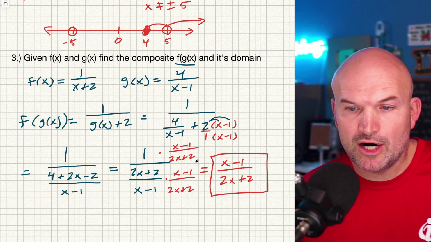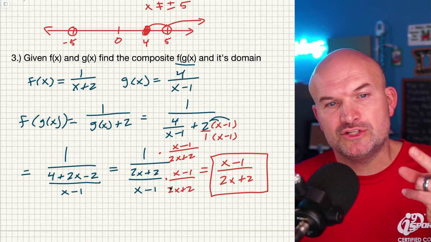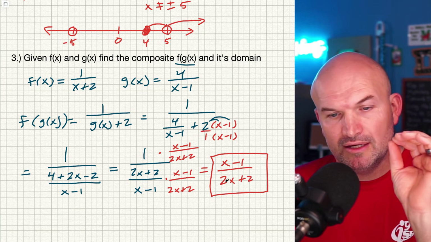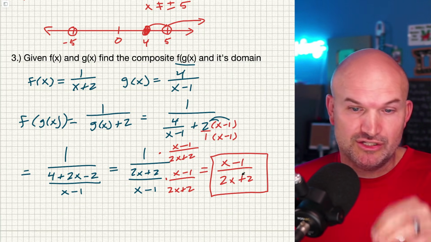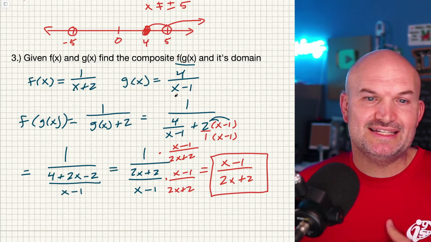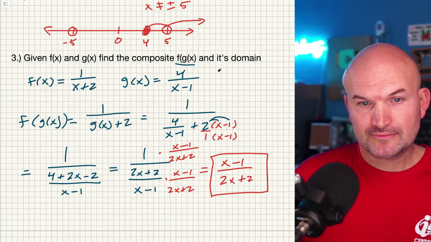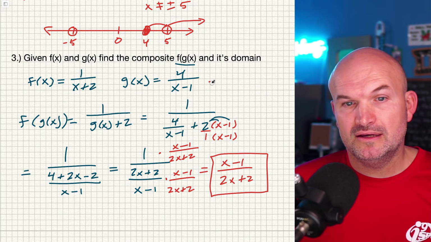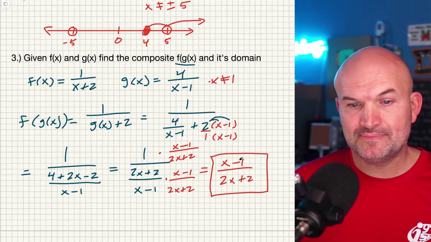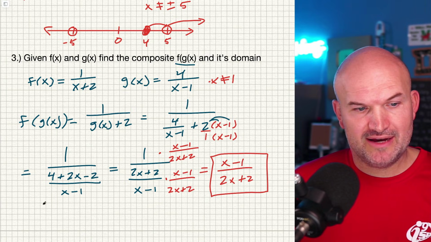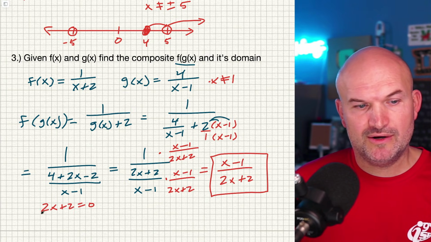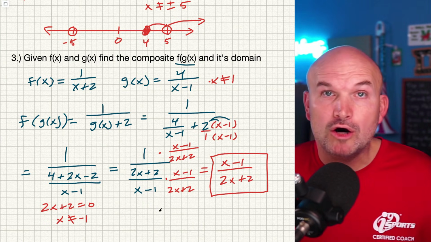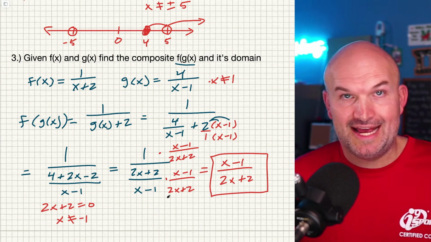Now let's check out what our domain is going to be. There are two things we want to check for the domain of our composite function. We want to take the domain of our resultant function, as well as the domain of the inner function that we plugged in. If we look at the domain of g here, x cannot equal a positive 1. And then if we look over here, 2x plus 2 is equal to 0, so x cannot equal a negative 1. So my domain is going to be all real numbers except for 1 and negative 1.